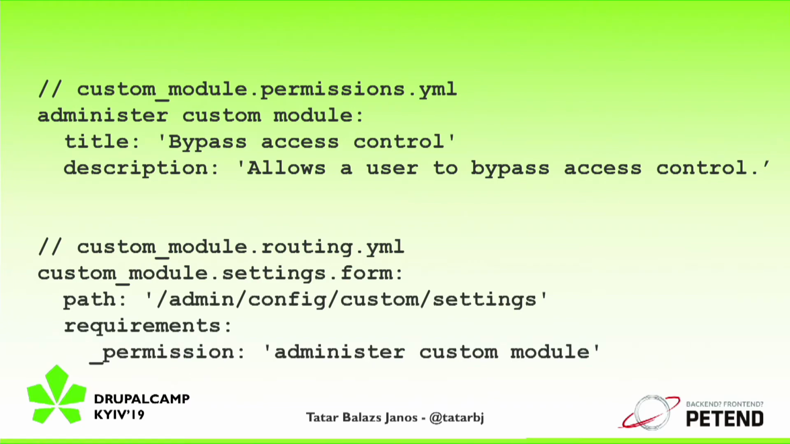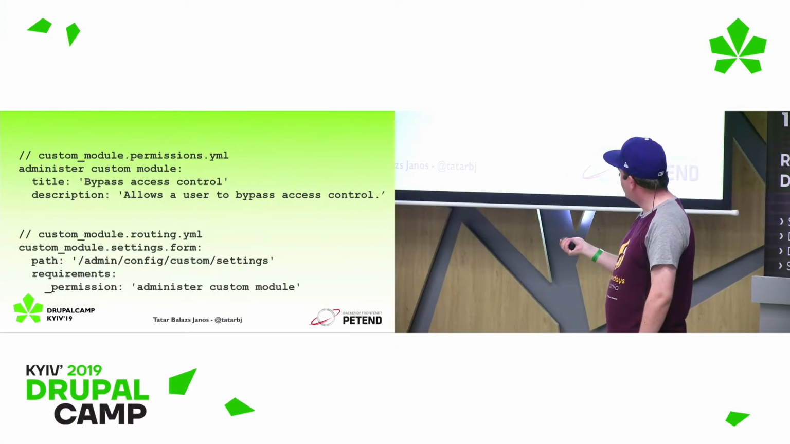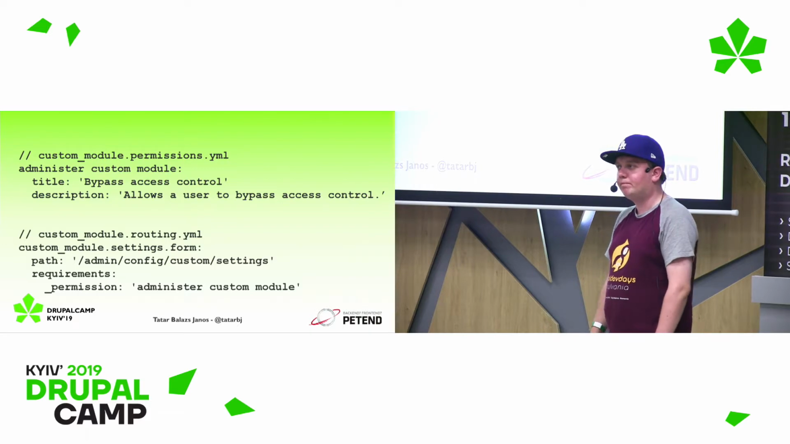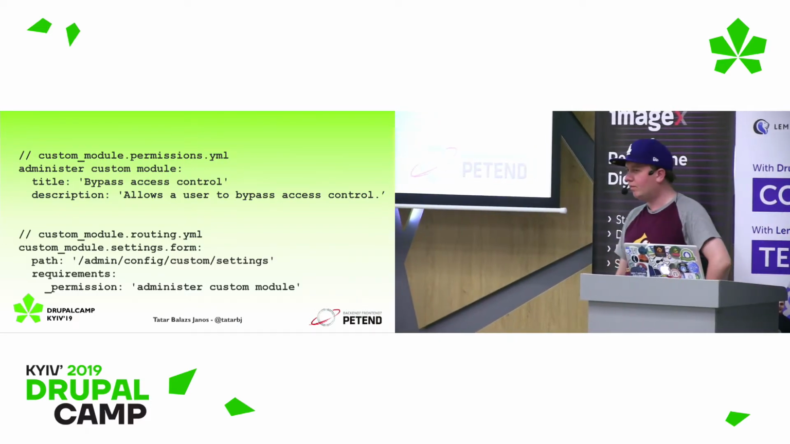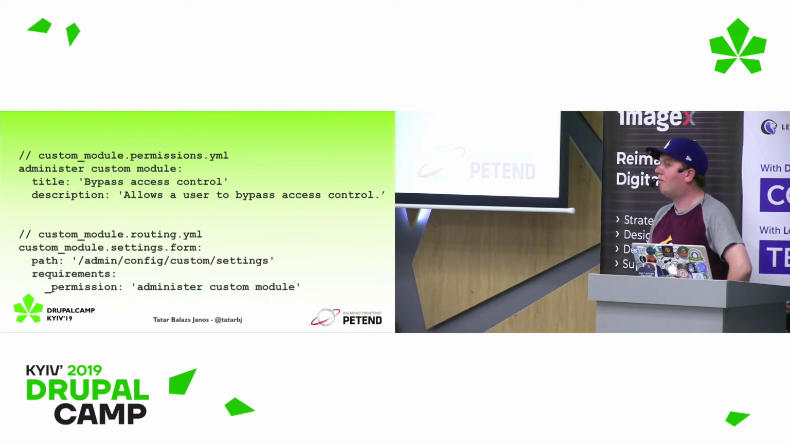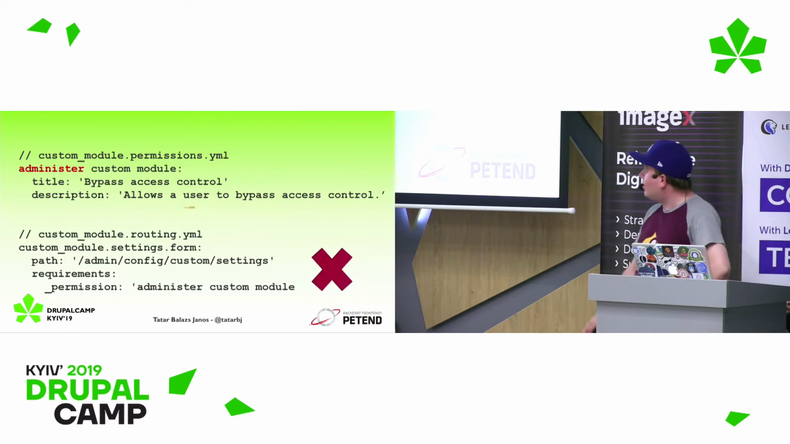Here comes a custom module with the permission YML and the routing. The permission that is defined here, administer custom module, will be used here to protect that path. Is it correct or not? What do you think? Oh, both. Oh, you think so. Okay. I see not a lot. Yeah, it's green, you think. No. So it's red.